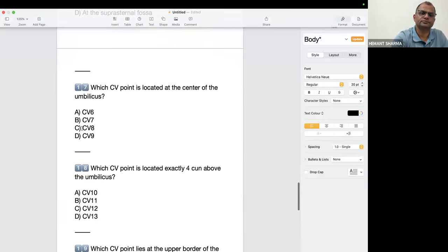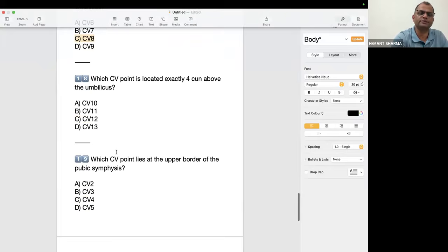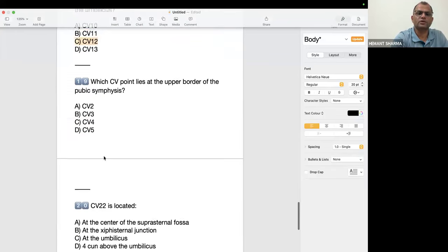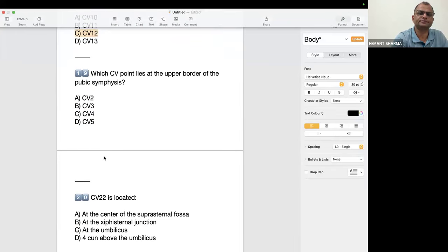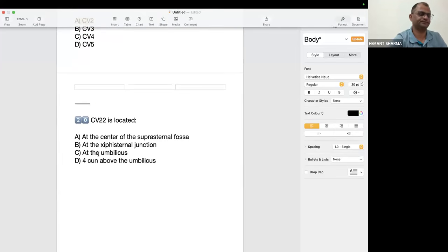CV8. Question number 18: which CV point is located exactly four tsun above the umbilicus? CV12. Question number 19: which CV point lies at the upper border of the pubic symphysis? CV2. Question number 20.